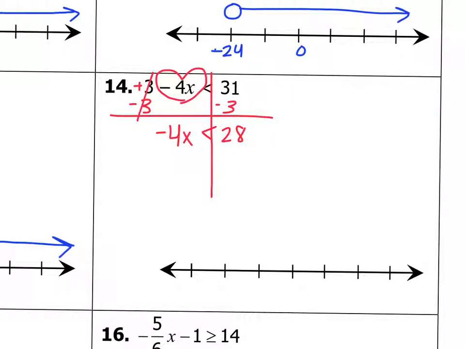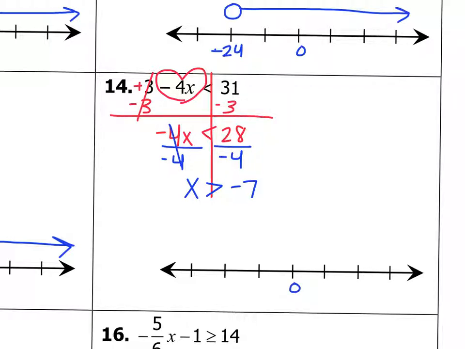And now this is the part where you can determine if you flip it or not. If I'm dividing by a negative 4, do I flip it? Yes. Less than becomes greater than. 28 divided by negative 4 is negative 7. It doesn't matter if your answer turns out to be positive or negative. The fact that I'm dividing by a negative 4 means I flip it.